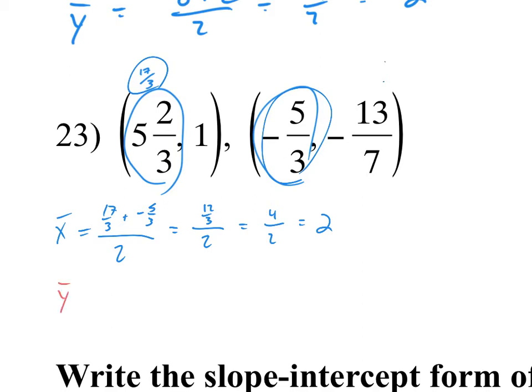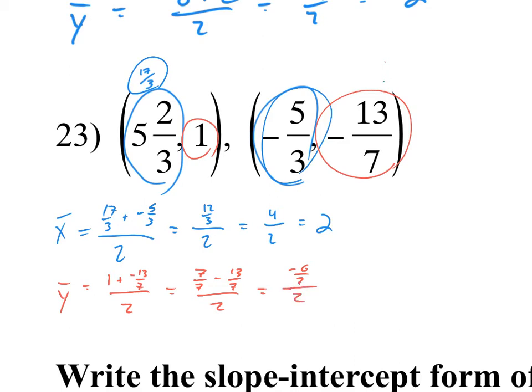And then here's the average, the midpoint is the average of the y values, so 1 plus -13/7 over 2. 1 is 7/7 minus 13/7 all over 2. Let's see, so this is -6/7 all over 2. You could think about it like this: -6/7 divided by 2 over 1, right? And when you divide fractions, you flip the second one and you multiply.